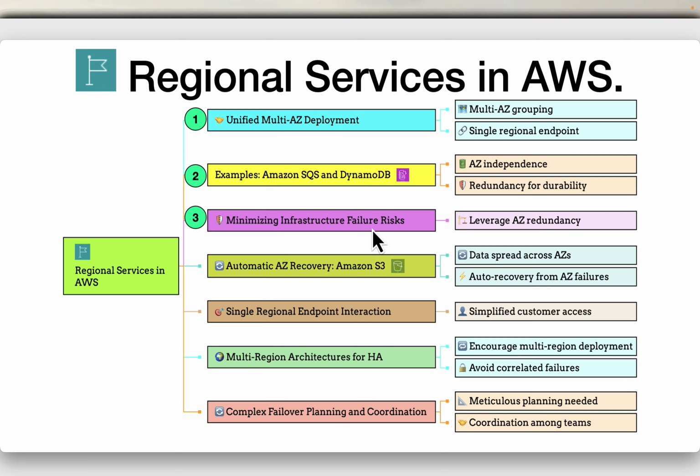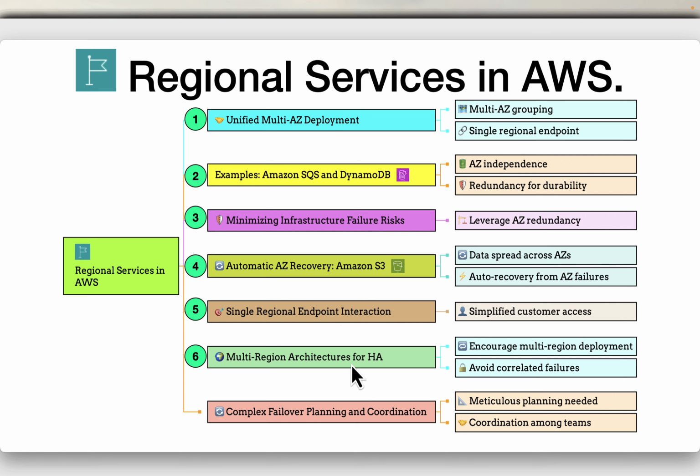Minimizing infrastructure failure risk. So leveraging AZ independence and redundancy to reduce the availability and durability risk associated with infrastructure failures. Automatic AZ recovery. Amazon S3 for example is designed to spread data across AZs and recover automatically from AZ failures, highlighting the robustness of AWS services. Single regional endpoint interaction. So customers interact with AWS services through a single regional endpoint, simplifying access and management.